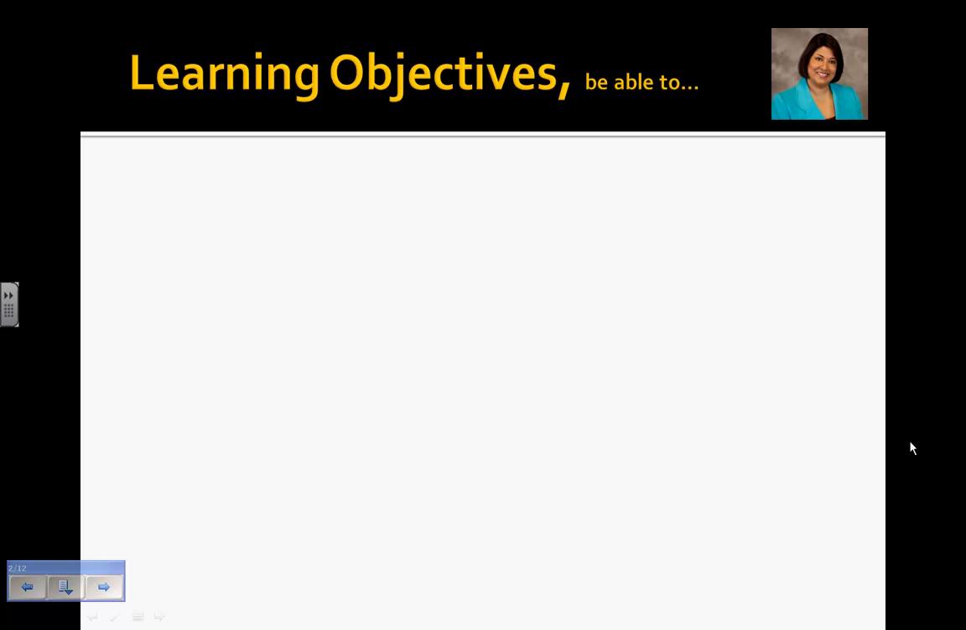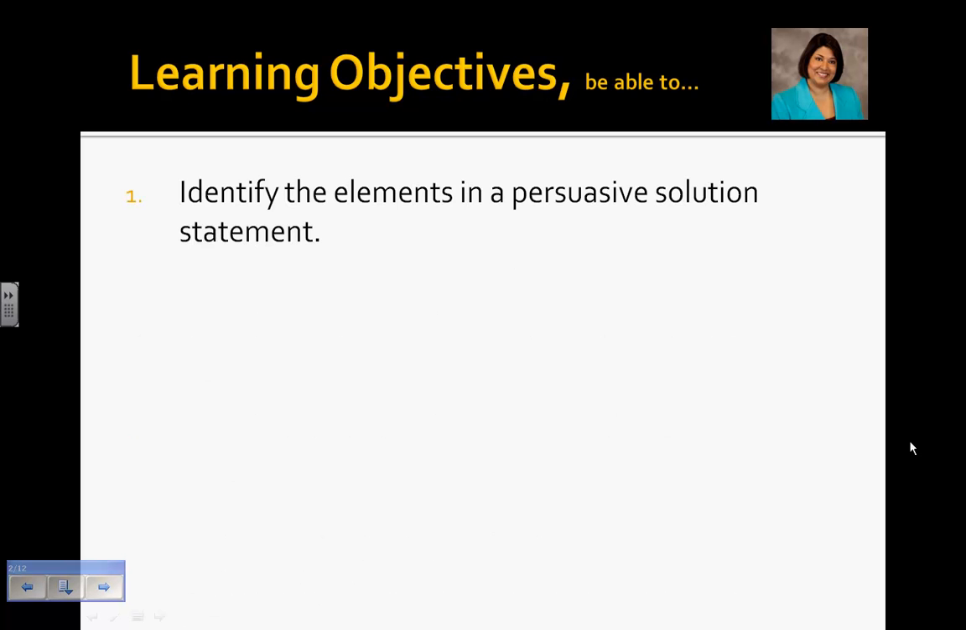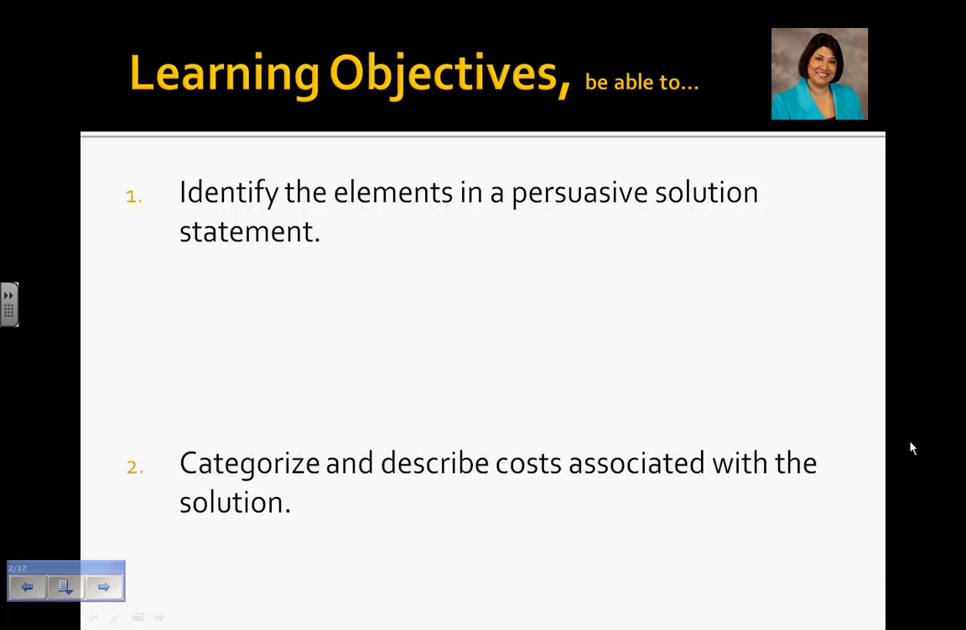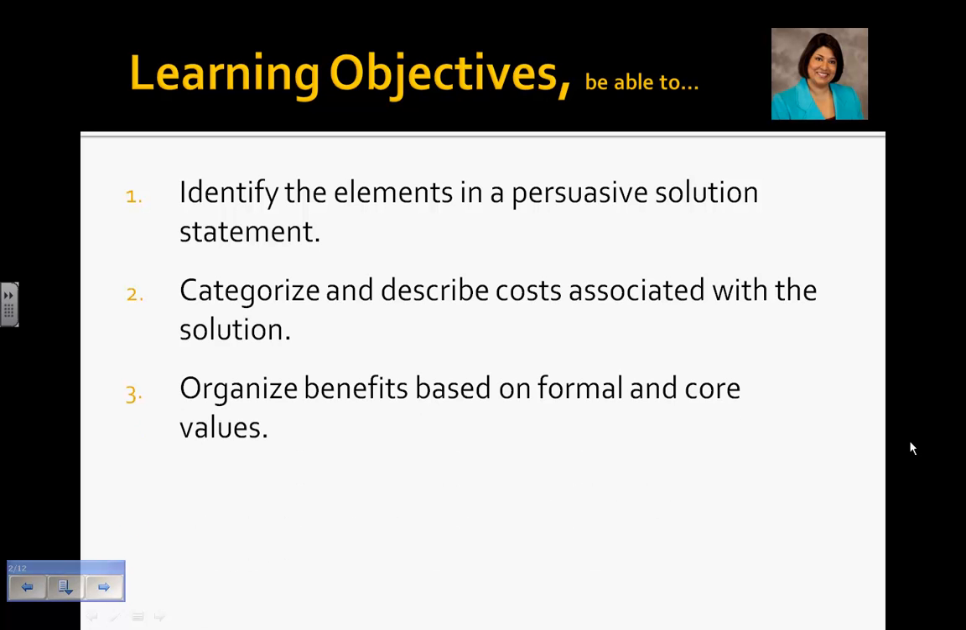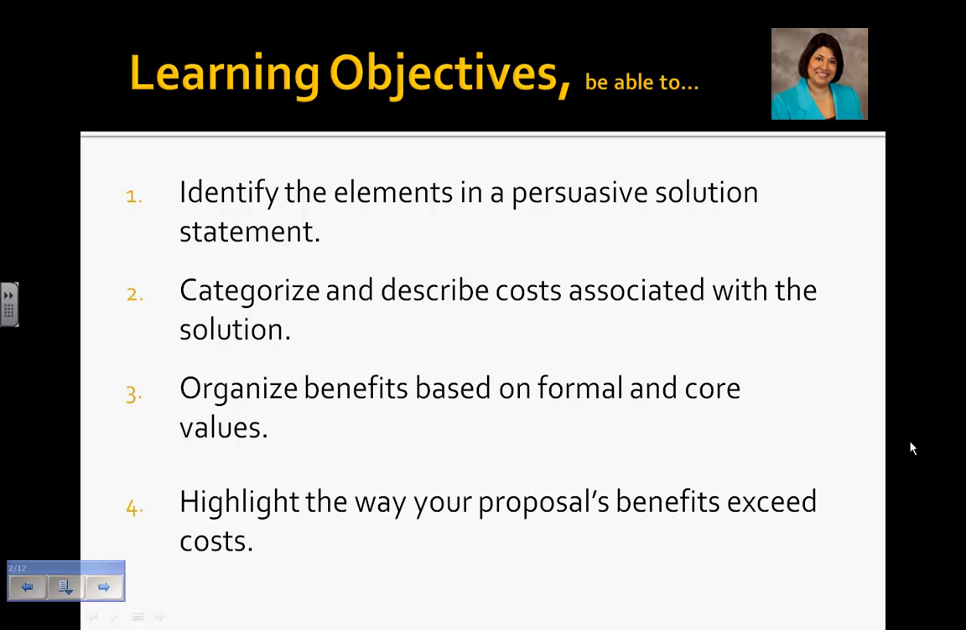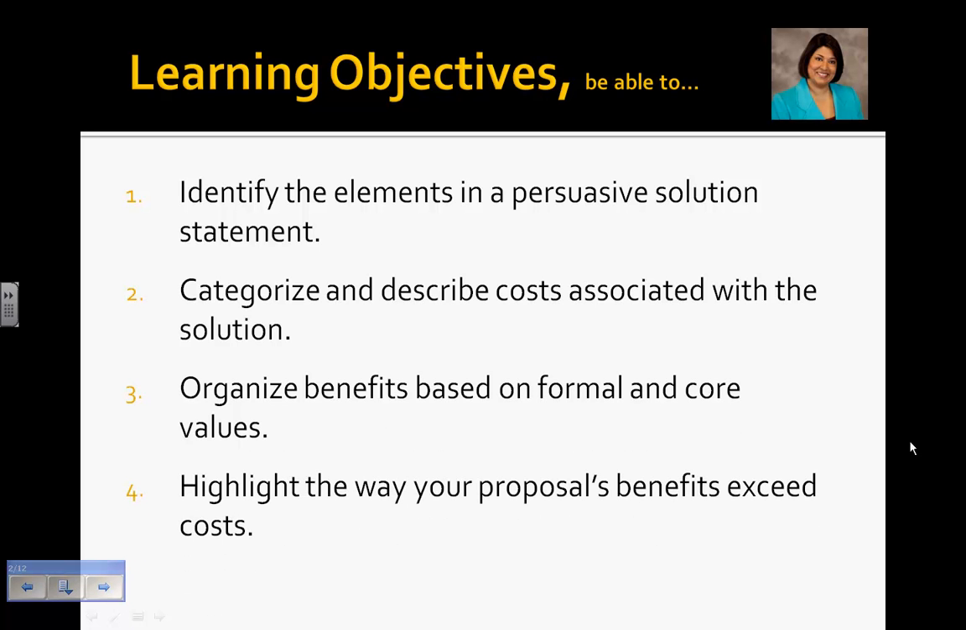The learning objectives for this video are as follows. First, you'll be able to identify the elements in a persuasive solution statement. Second, you'll be able to categorize and describe costs associated with the solution in your proposal. Third, you'll be able to organize benefits based on both formal and core values. And fourth, you'll be able to highlight the way your proposal's benefits exceed costs. If the proposal that you have made does not have benefits exceeding costs, then you might want to go back to the drawing board and make sure you've chosen the right alternative.